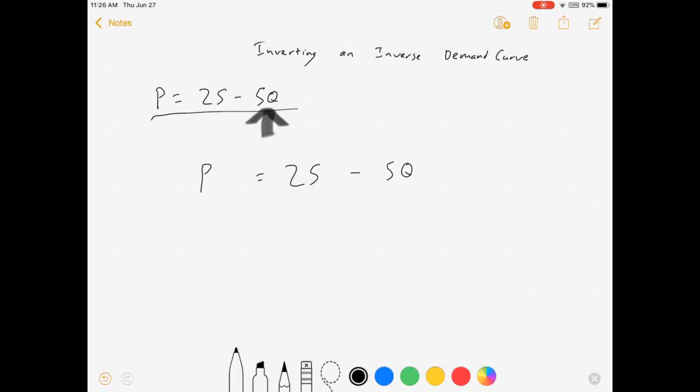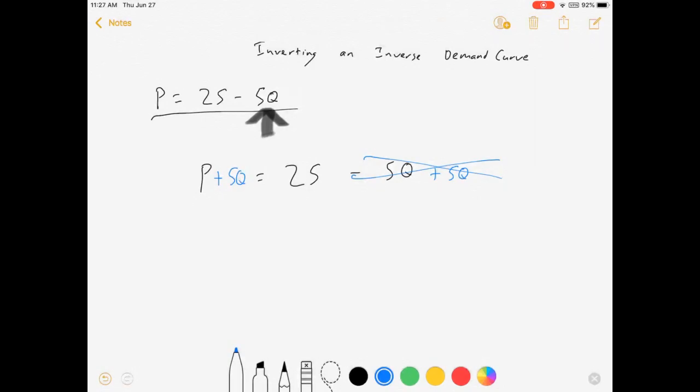So first thing I want to do, if I want Q by itself, I like to deal with positive numbers if I can. So I want Q to be on a side of the equation that leaves it positive. So what I'm going to do is add 5Q to both sides. Why? Those cancel out. And now I've got P over here with a positive by it. I don't have to worry about negatives.